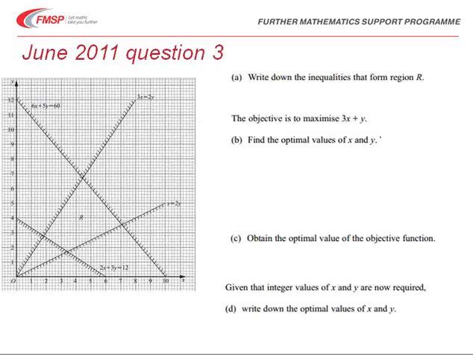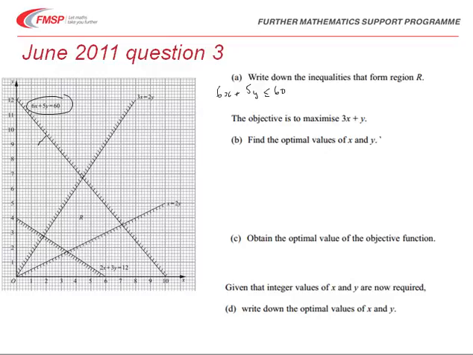So taking these one part at a time, the inequalities that form region R, well, there are 4 of them on the diagram, as you can see. So let's look at these 4 inequalities. First one, if we look at the top line there, we have that 6x plus 5y is equal to 60 for this line, but we're lying below that. So we've got that 6x plus 5y must be less than or equal to 60.